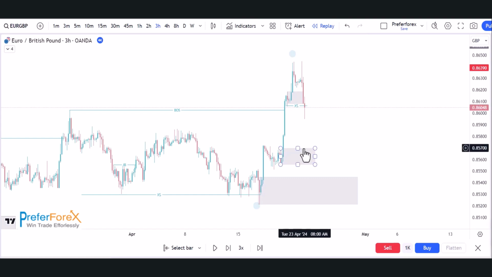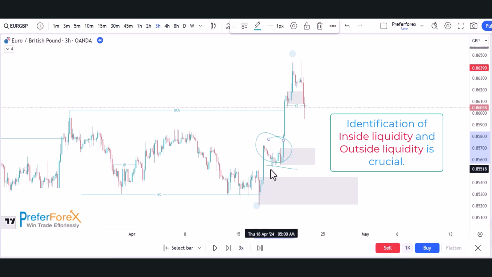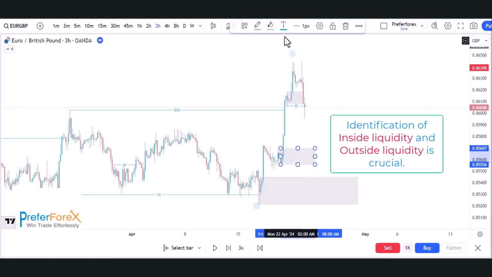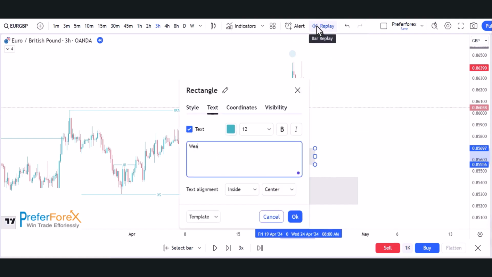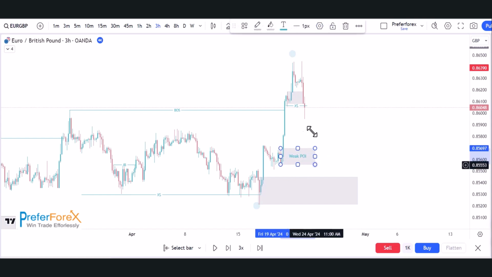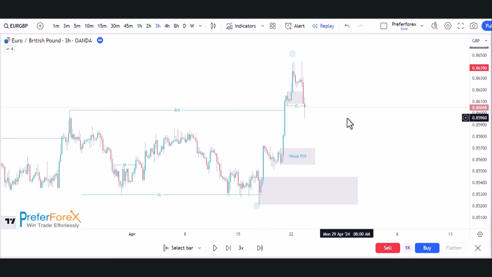This is the second POI. Is this a strong POI? No, because there is no liquidity transaction associated with this POI. Price doesn't take any inside or outside liquidity here. So this is a weak POI. We may apply confirmation setup on this POI if the price reacts to it, but direct trading on this POI is not recommended.